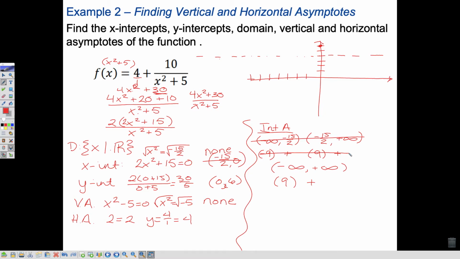So again, asymptotes are like magnets, right? And so I'm going to come along here and then do what? Jump up, and then what? Go right back down. Like a weird shape. Now, how else could I check my work?